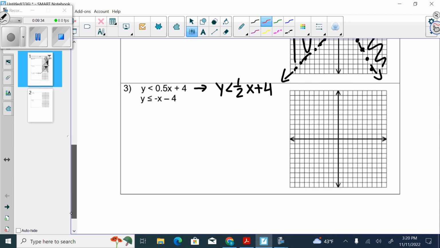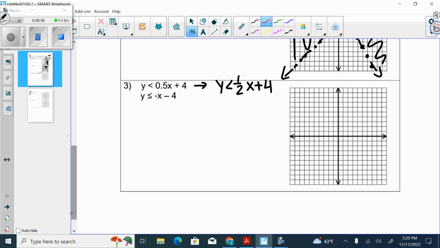So where does that equation start at? Good. Up 1 and over 2. Very good. Okay, now I'm trying to decide, should I have a dotted line or a solid line? Dotted. Very good. Okay, and then the last thing we have to decide is, do we want to shade above or below? Below, good. So everything underneath here.